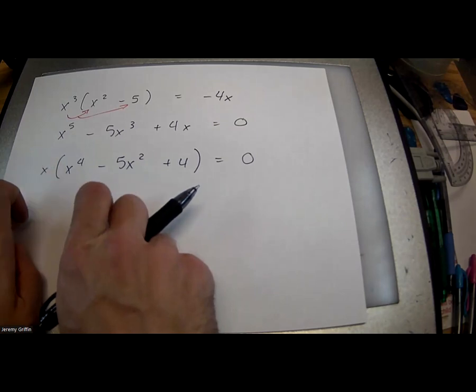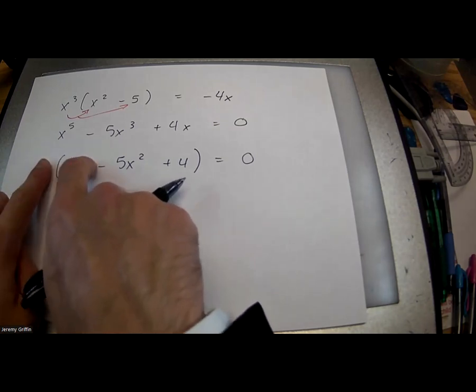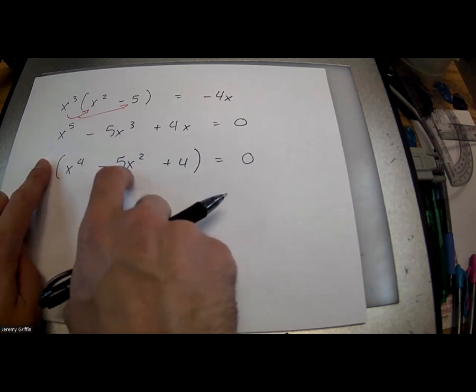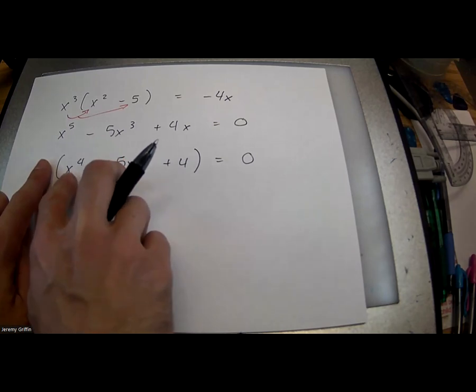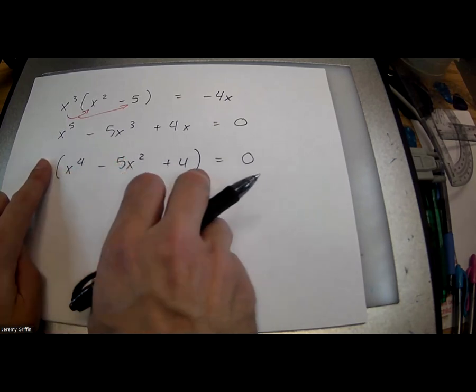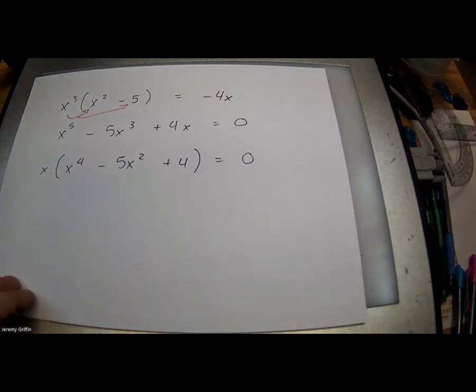Or x could be equal to 2. Let's see, 2, 4, 8, 16. So this is 16, right? 4 times 5 is 20. So 16 minus 20 is negative 4. Oh, plus 4 is 0. Hey, it checks out. Okay. And then even if you multiply by 2, still works. Okay.